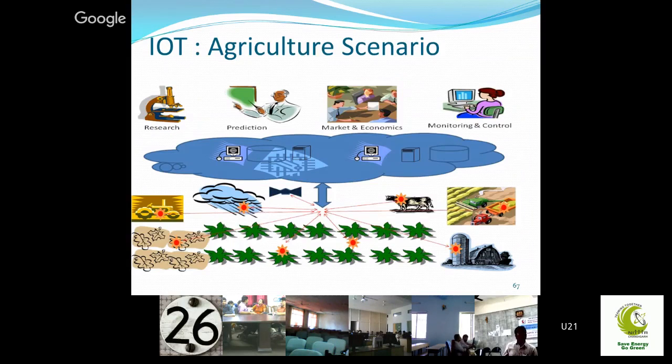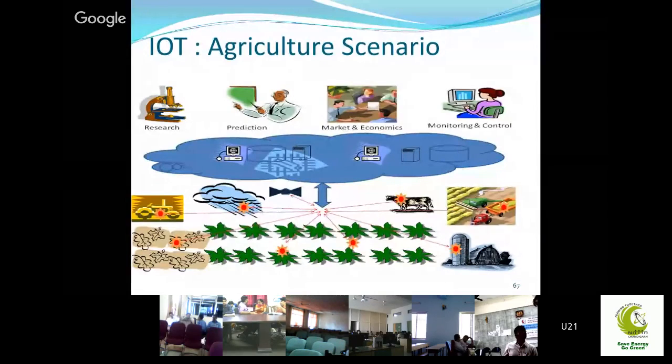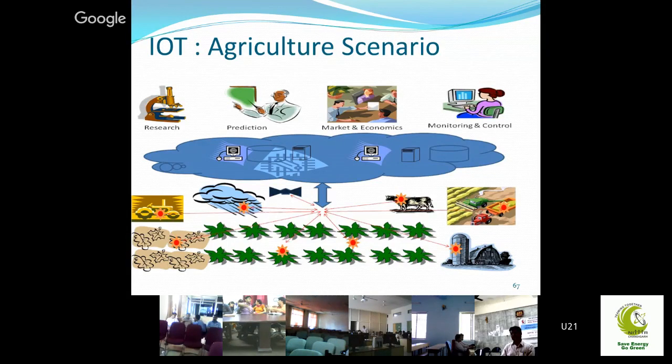This is one IoT application scenario in the agriculture sector. For example, you can fetch the information from fields. You can fetch the information from satellites related to weather, etc. You can fetch the information of agriculture machineries, and based on this information, you can take decisions, as well as use it for monitoring and control, and you can predict the market, etc.